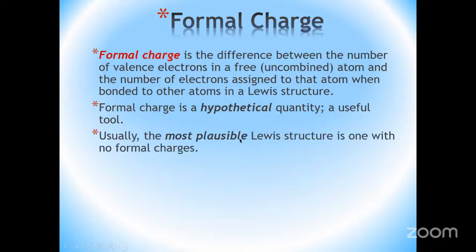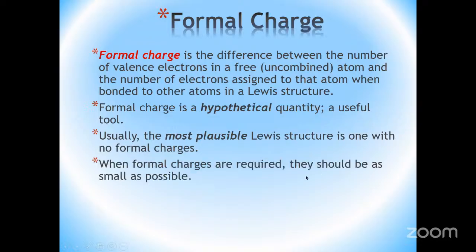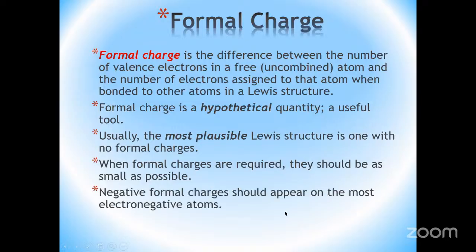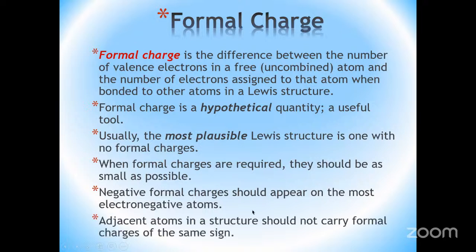Usually, the most plausible Lewis structure is one with no formal charges. So we try to make sure that there are no formal charges. However, you cannot avoid that in some cases, right? When formal charges are required, they should be as small as possible, and negative formal charges should appear on the most electronegative atoms. And then finally, atoms that are adjacent to each other in the structure should not carry formal charges of the same sign, all right?